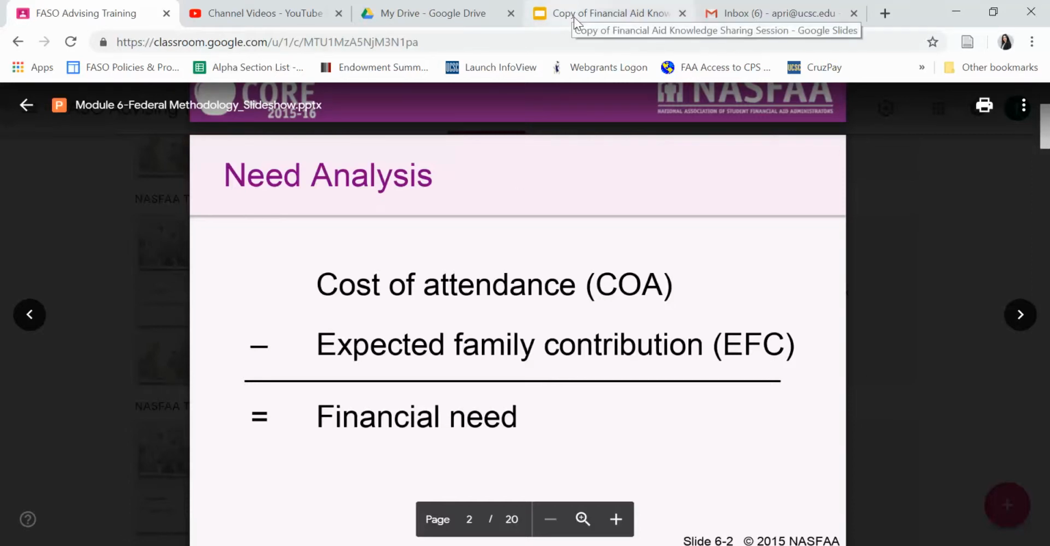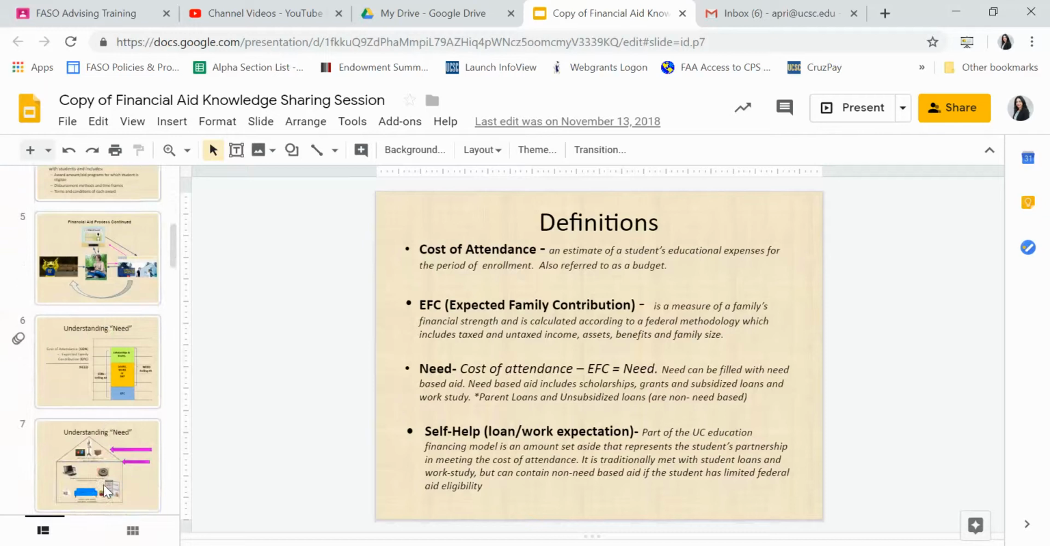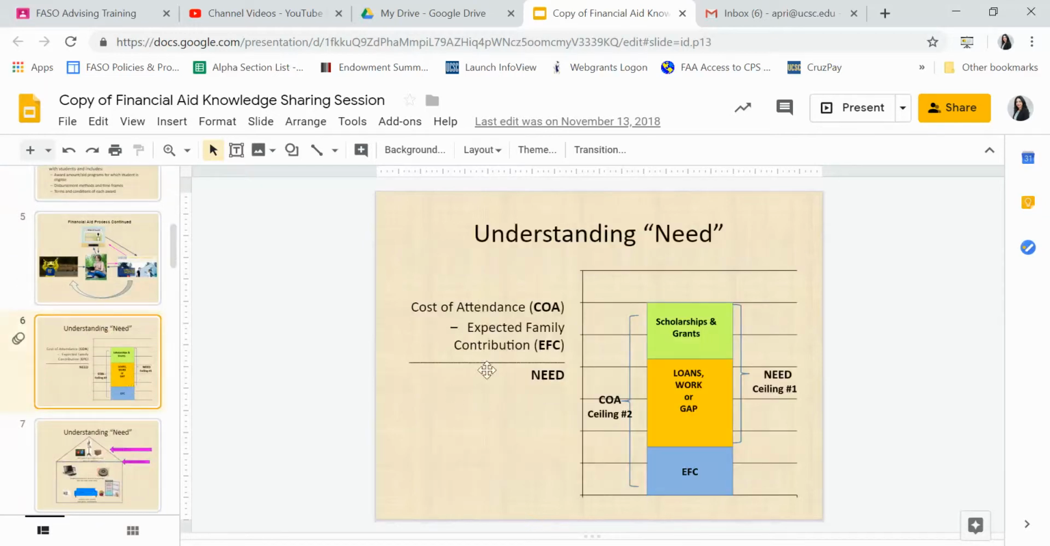If you want to think of it in a visual, let's go over here to this presentation and think of financial need as a bar like this, right? We're working with two ceilings. We're working with the overall cost of attendance, which is this full three sections. But we're also working with that student's need, right? So this is your first ceiling and this is your second. So when we're considering how to package students, both of these come into play.